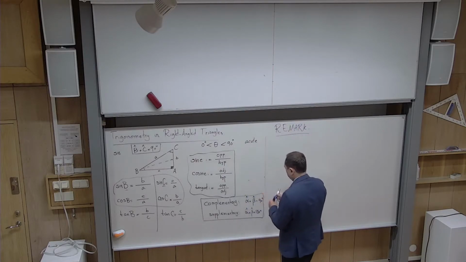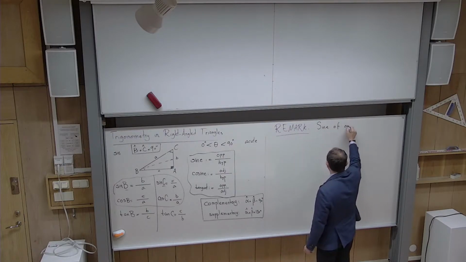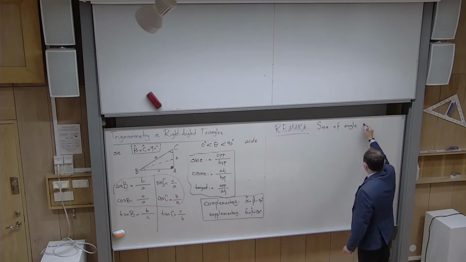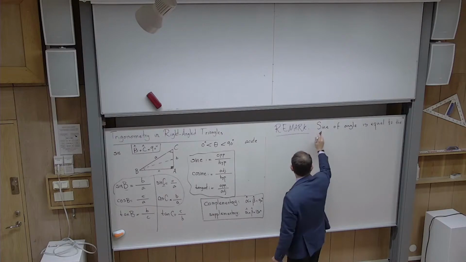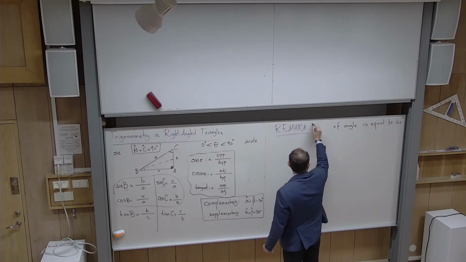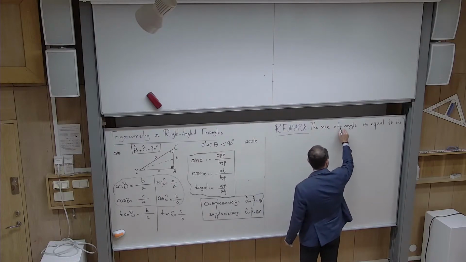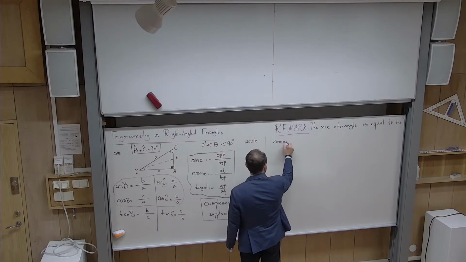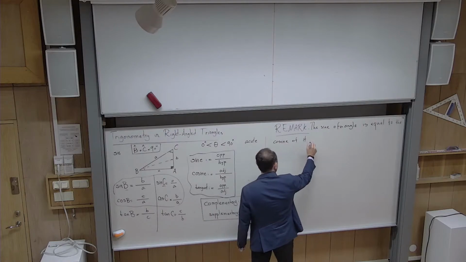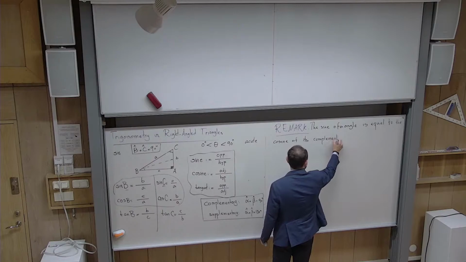Okay? Sine of an angle is equal to the cosine. So I shouldn't say sine. I should say the sine. Yes, the sine of an angle is equal to the cosine of its complement. And vice versa.